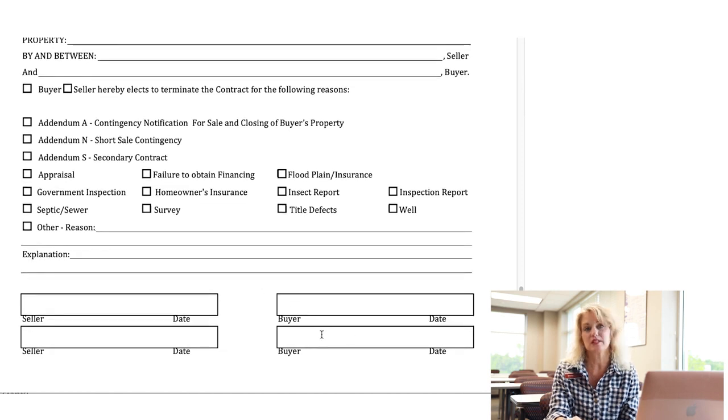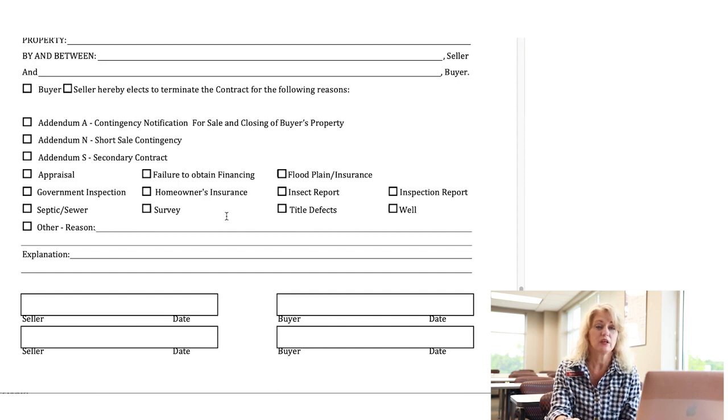Buyers would sign if it's the buyer presenting, and then it would be provided to the list agent. If you were the list agent and the seller is terminating, then the seller would sign and date, and you would present to the buyer's agent. If it's a legal reason within the purchase contract, buyer and seller should sign to agree to terminate.